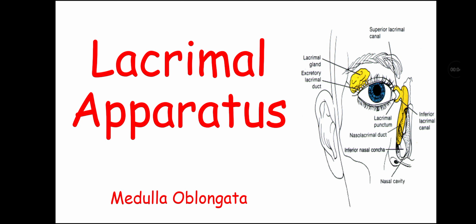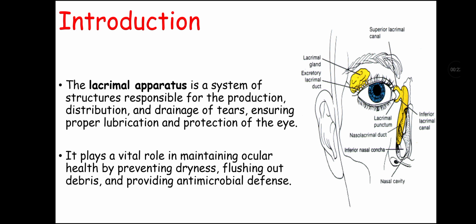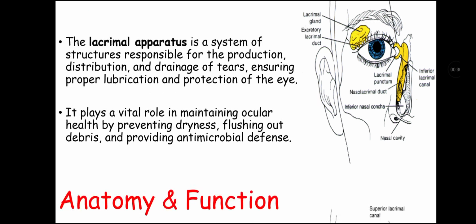Today we are going to talk about lacrimal apparatus. We will start our topic with introduction, and here at the side there is a diagram for the reference. So lacrimal apparatus is a system of structures that is responsible for production, distribution and drainage of tears, ensuring proper lubrication and protection of eyes. It plays a vital role in maintaining ocular health by preventing dryness, flushing out debris and providing antimicrobial defense.